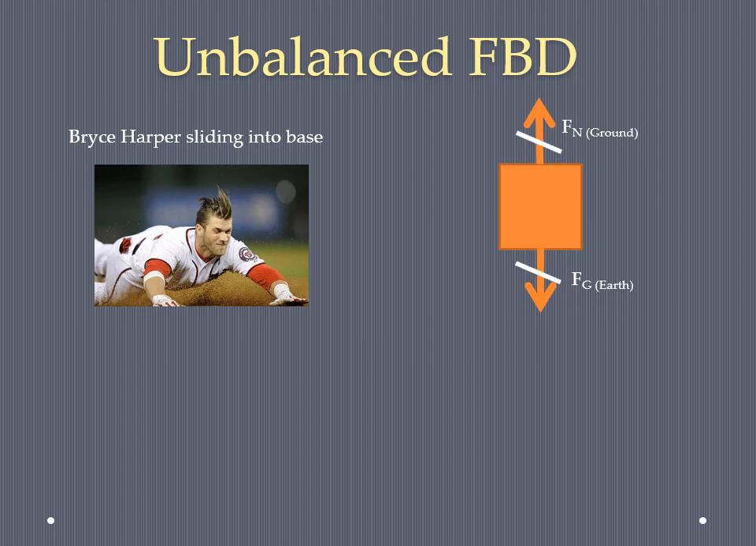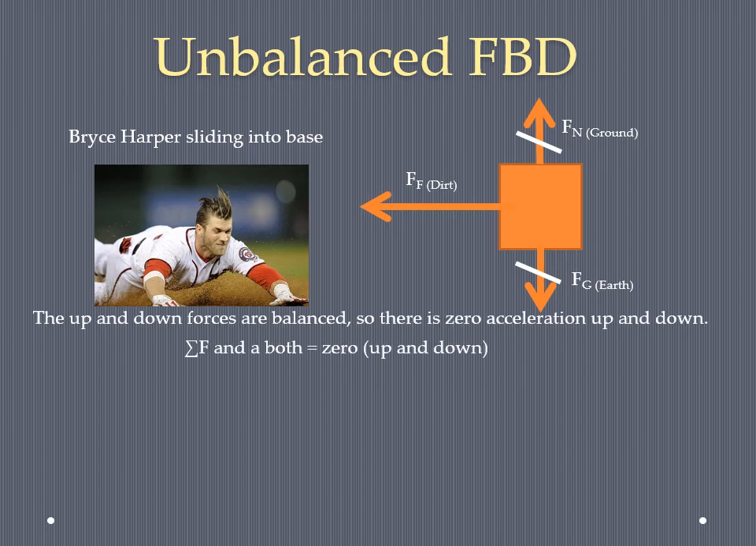Those two forces are balanced because Bryce is moving at a constant velocity up and down, right? He's not accelerating up into the air or down through the earth, so those two forces are balanced in the up and down direction. There's one more force that belongs on this, and that's the friction force acting on Bryce. The friction force is caused by the dirt that he's rubbing against, and the direction is always opposite from his motion. He's moving to the right, so I'm going to put a friction force acting to the left. And that force is unbalanced, which means that he is accelerating in that direction, right?